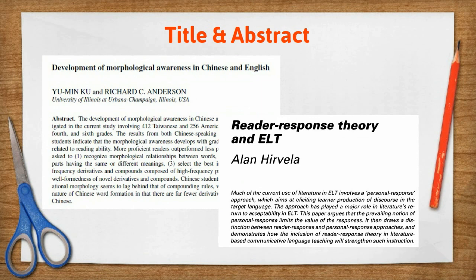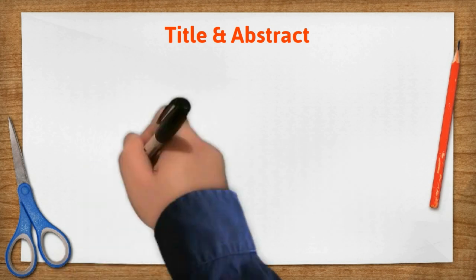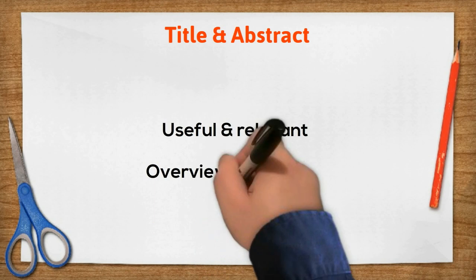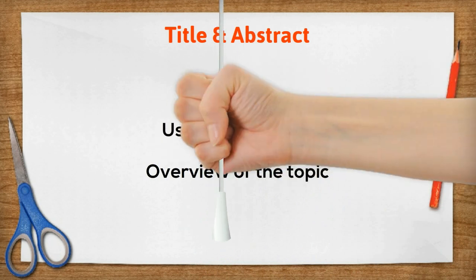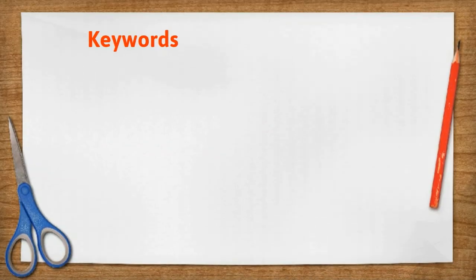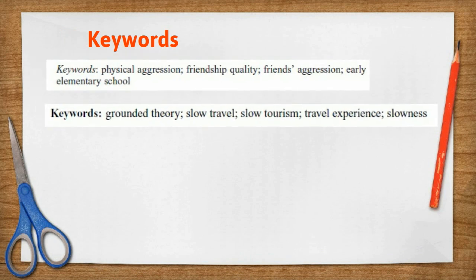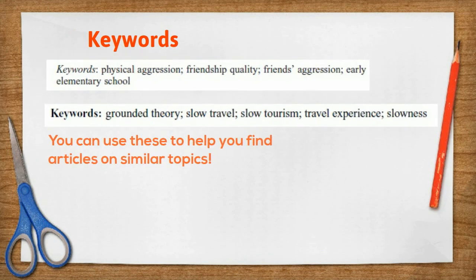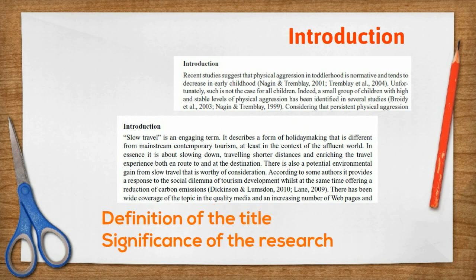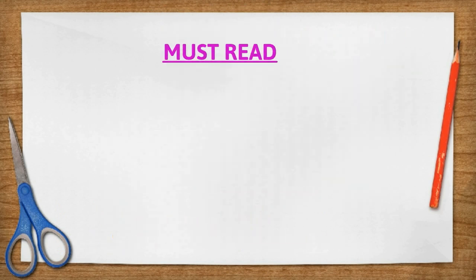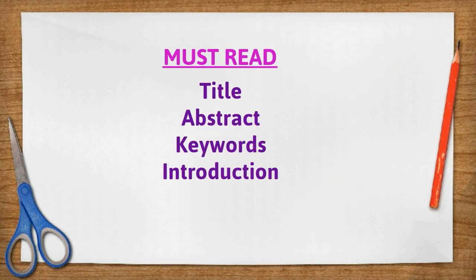You should always read the title and abstract. They're incredibly useful. They will give you an overview of the topic that the article discusses. They will help you decide whether the article is really related to what you're looking for. Then, you need to find the keywords, if they are given, and the introduction. Keywords are useful for searching journal articles with similar research topics. This will speed up your journal searching process. Look at the introduction, which can often be found in the first two paragraphs. Here you can see the definition of the article title and what makes this research interesting. Therefore, the first four parts on the list are must-reads.